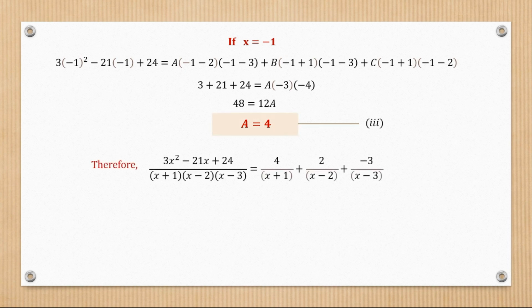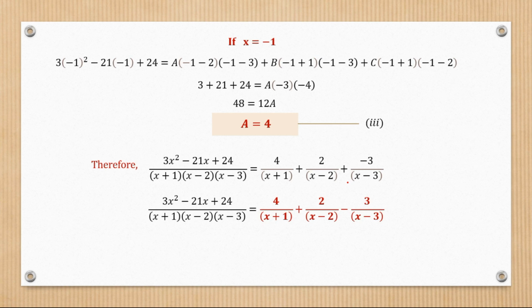So therefore, we'll have the final expression as partial fractions being equal to 4 over x plus 1 plus 2 over x minus 2 plus negative 3 over x minus 3. Of course, bring this negative sign and it will affect this plus sign, and this is what we end up having as our final answer.